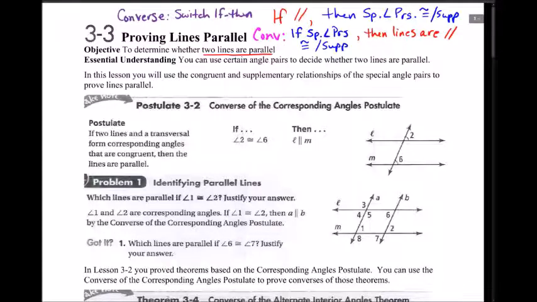And 3.2 is a little bit long, a lot of information there. This one should be shorter because it is the exact same lesson, only the converse of that lesson. So we are going to use the congruent and supplementary relationships of our special angle pairs to prove that lines are parallel, and our congruent angles were corresponding, alternate interior, and alternate exterior angles, and our supplementary angles were same side interior.